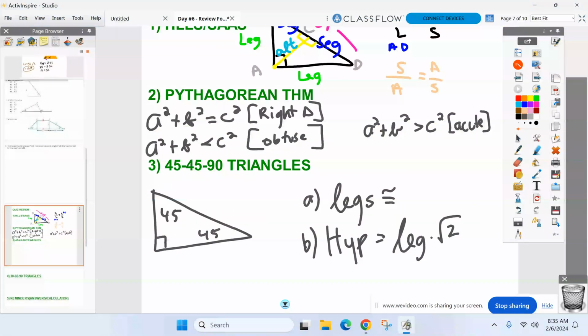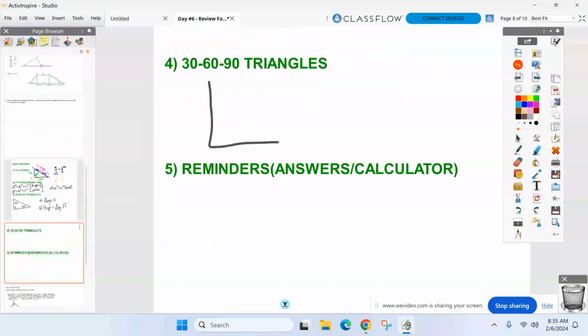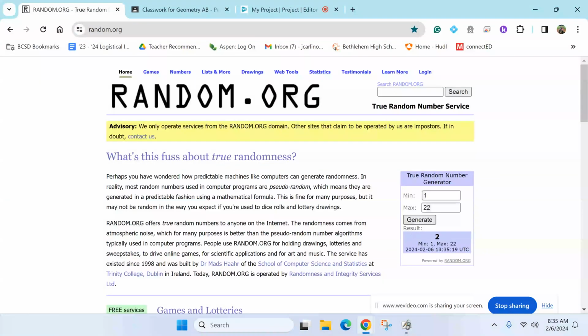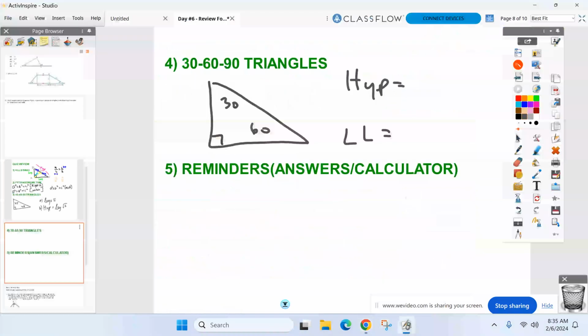And then how about the next one? 30, 60, 90. We should know how to find the hypotenuse from yesterday, and the longer leg. So either one, you tell me which one you want. Bailey, which one do you want to find?